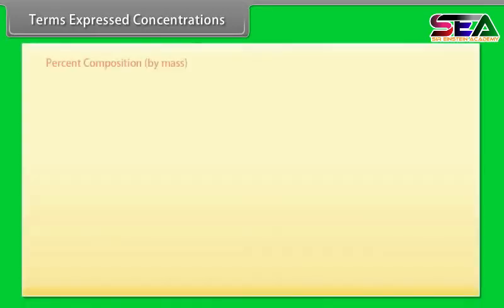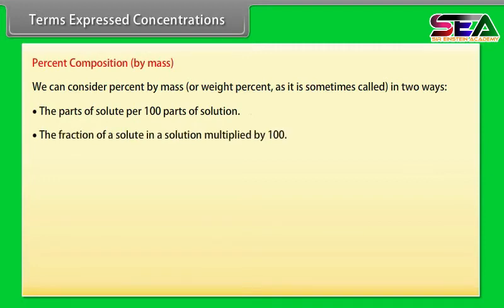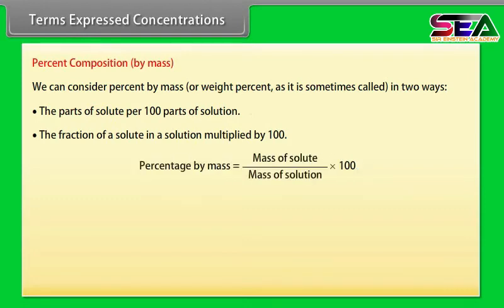Terms expressed concentrations. Percent composition by mass. We can consider percent by mass or weight percent as it is sometimes called in 2 ways. The parts of solute per 100 parts of solution. The fraction of a solute in a solution multiplied by 100. Percentage by mass is equal to mass of solute upon mass of solution into 100.